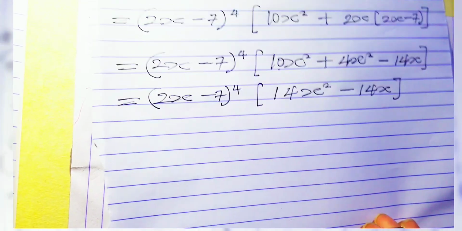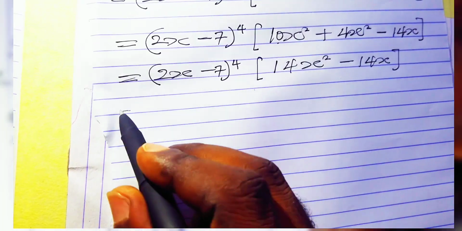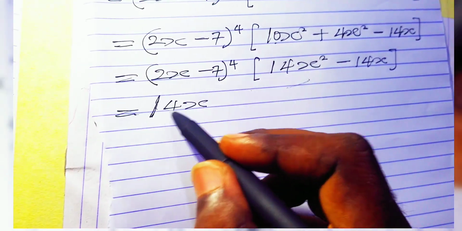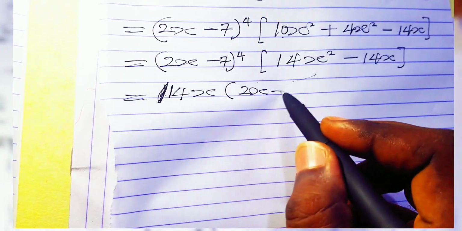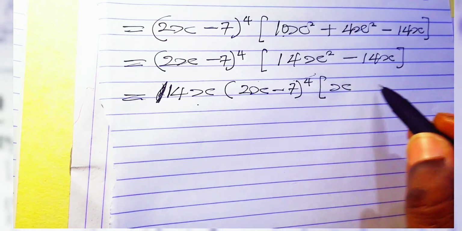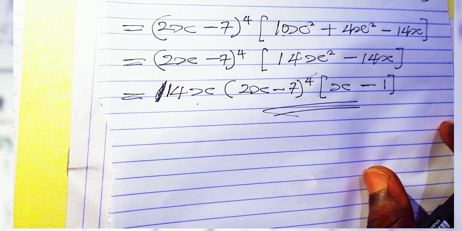Okay, this looks interesting in the sense that we can actually use 14x to factorize this. So if you use 14x to factorize that, we can just choose to write it out completely. That's 14x here. Let me write my one again. That's 14x, in the bracket 2x minus 7 raised to the power of 4. This divided by this, so we are left with x minus 1 on this side. So this is the correct answer to the question we just solved.